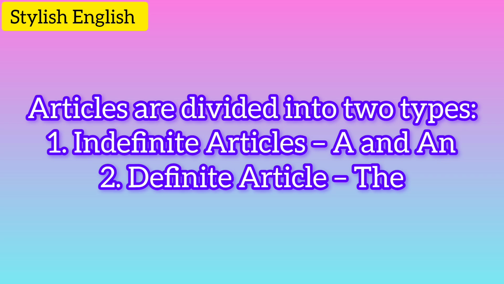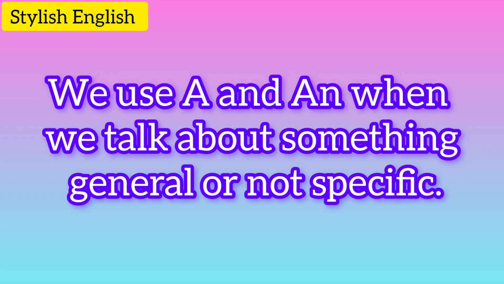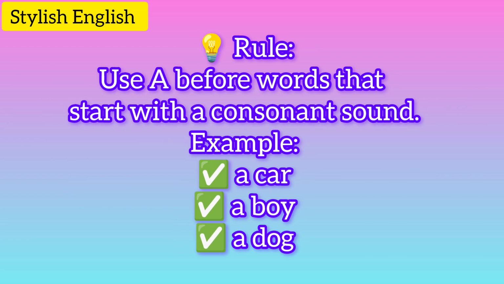1. Indefinite articles, a and an. 2. Definite article, the. Indefinite articles a and an. We use a and an when we talk about something general or not specific. Rule. Use a before words that start with a consonant sound. Example. 1. A car. 2. A boy. 3. A dog.